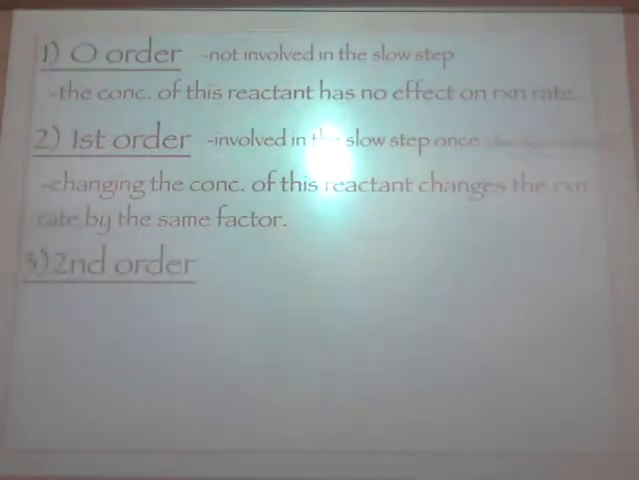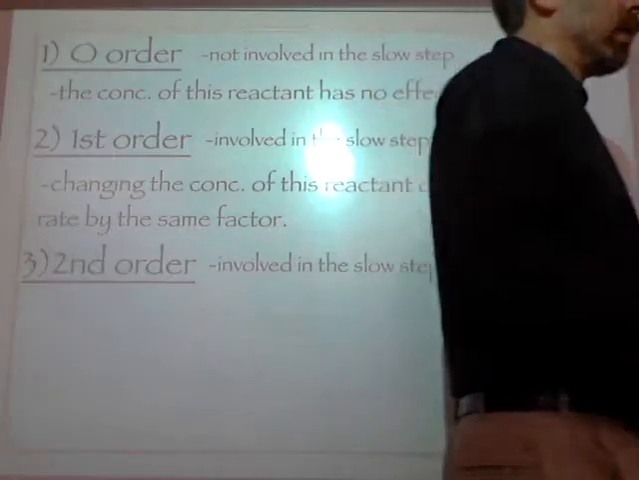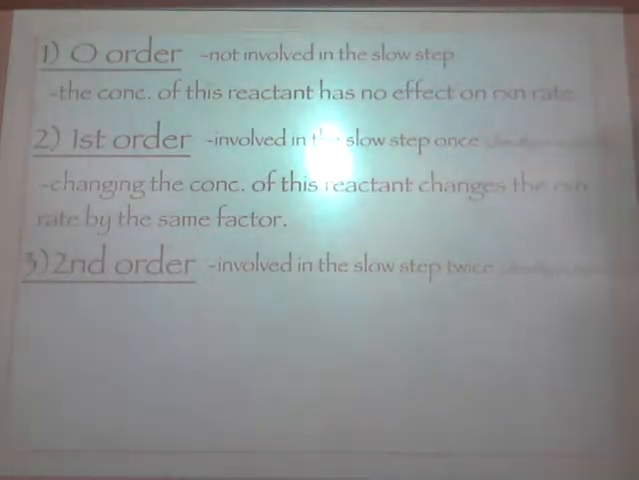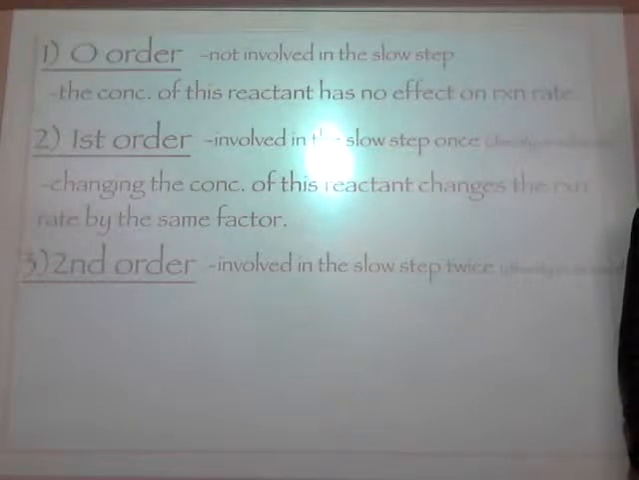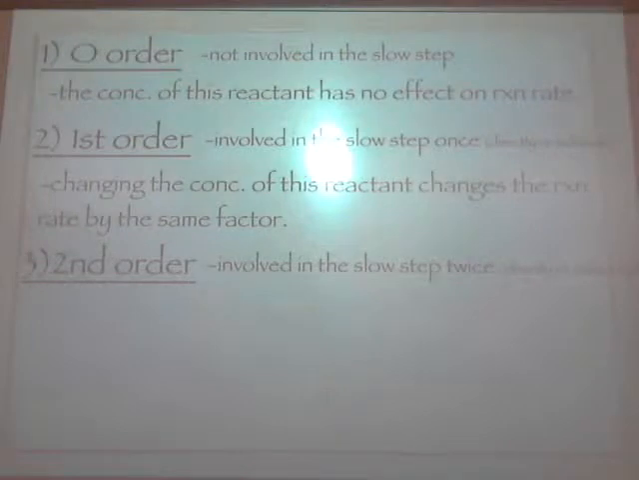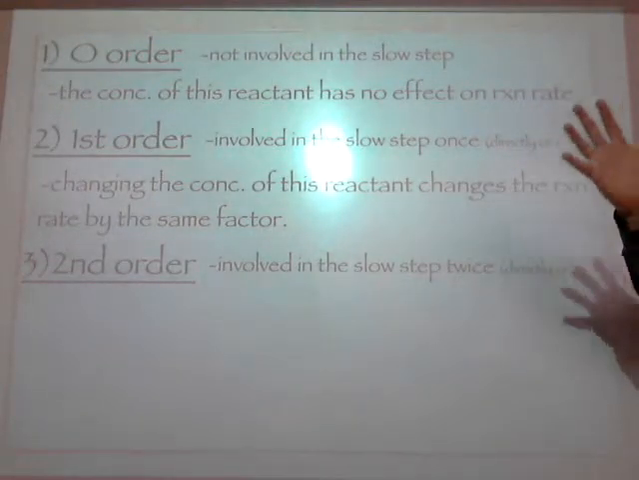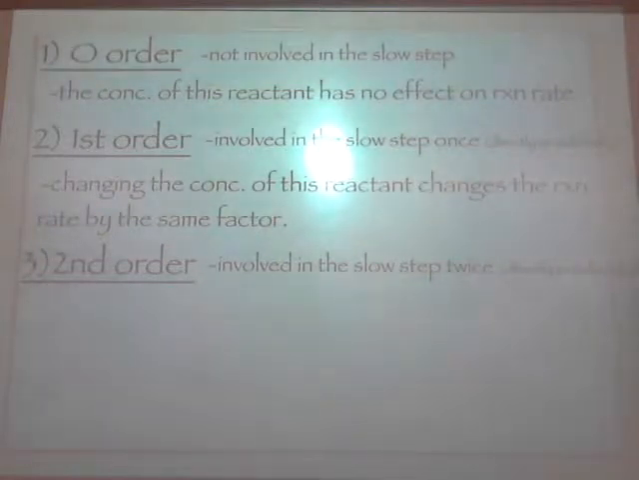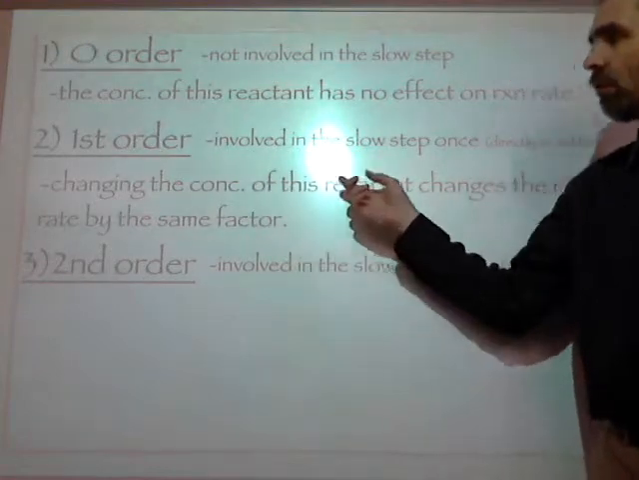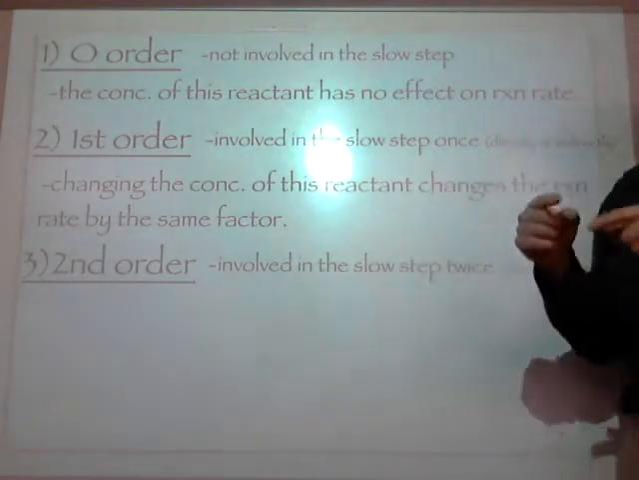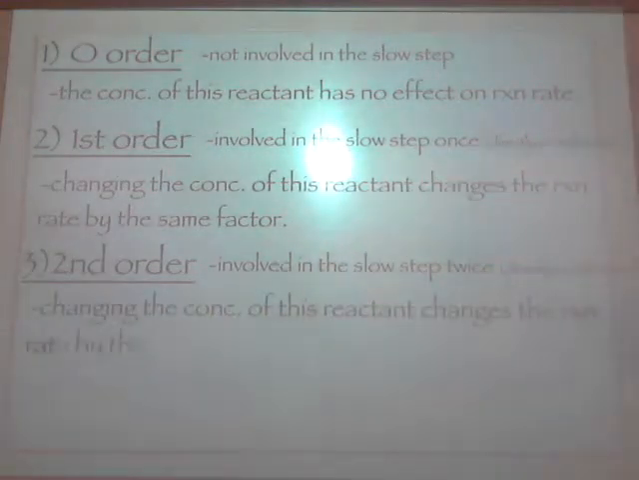All right, what about a second-order reactant? Well, just like a second-order equation, it's going to be a squared function. This guy's going to be involved in the slow step twice, either directly or indirectly. So let's say I triple the concentration of a second order reactant. What's going to happen to the rate? It's not going to be tripled. And it's not going to be 6. What's it going to be? 3 tripled raised to the second power, which would be what? 9. Yeah. See, a second order reactant is basically changing the concentration of this guy is going to change the reaction rate by the same factor raised to the second power. It is an exponent.